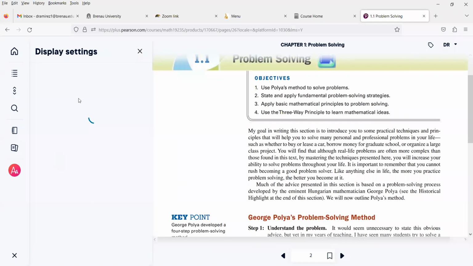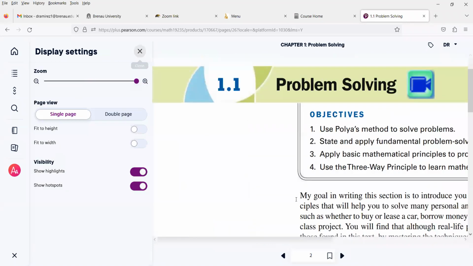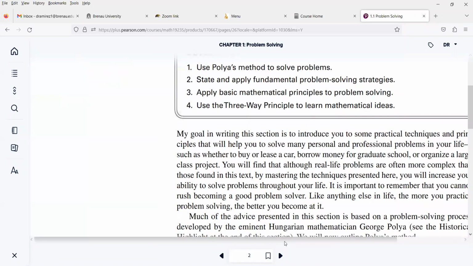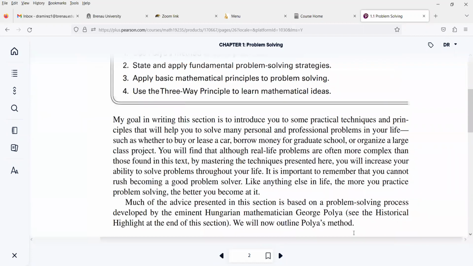Okay, so the goal in writing the section is to introduce you to some practical techniques and principles that will help you to solve many personal and professional problems in your life. And these problem-solving strategies are going to keep coming back when you're doing the assignments. Later on in the next chapter, you're going to see, okay, what problem-solving strategy am I going to use?